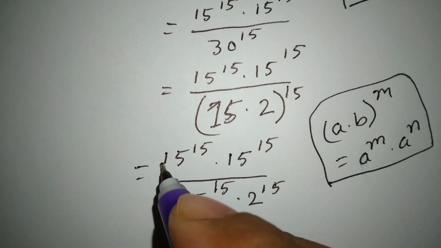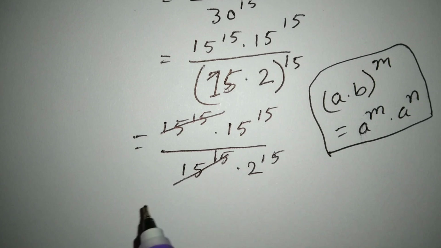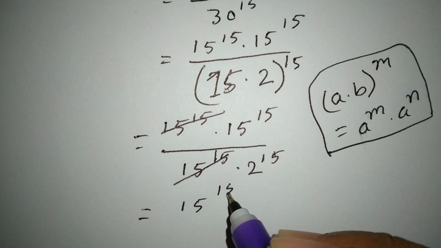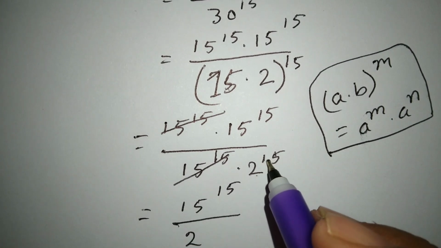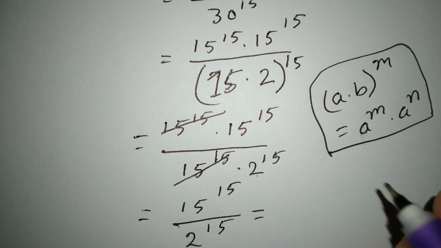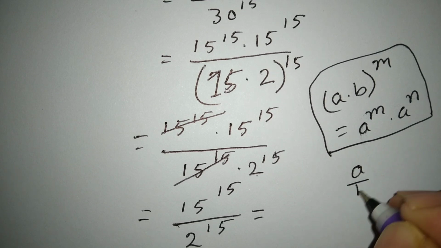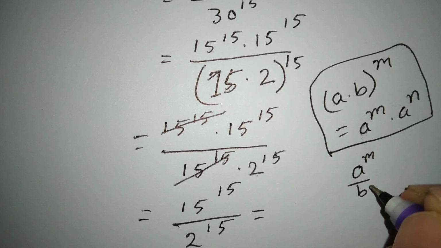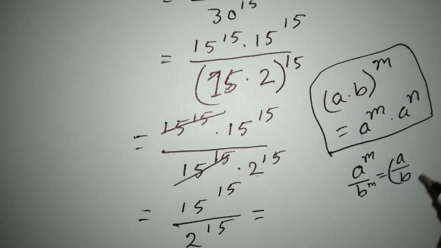This 15 to the power 15 cancels with this 15 to the power 15. Here, 15 to the power this 15 divided by this 2 to the power this 15 equals, we know another formula, a to the power m divided by b to the power m equals a by b to the power m.